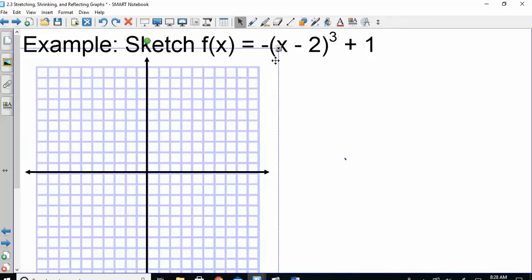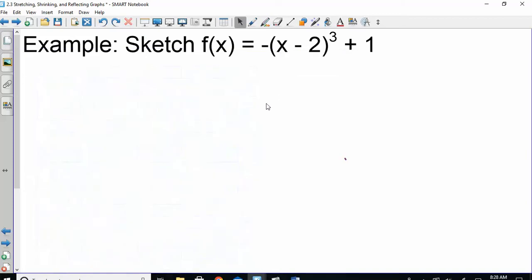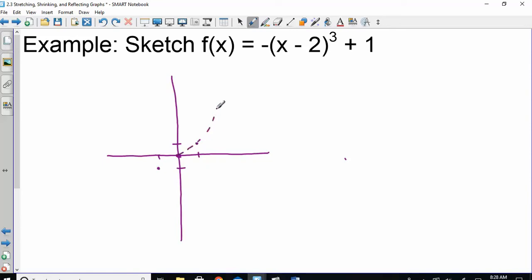Let's do this one. It's the cube. Alright, so the parent function is going to be a chair. So 0 cubed is 0. 1 cubed is 1. Negative 1 cubed is negative 1. If you wanted more, you could do 2, 8, and negative 2, negative 8.